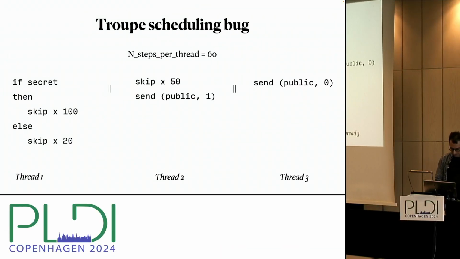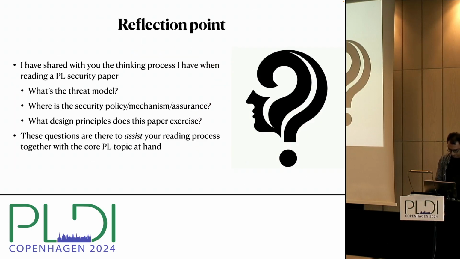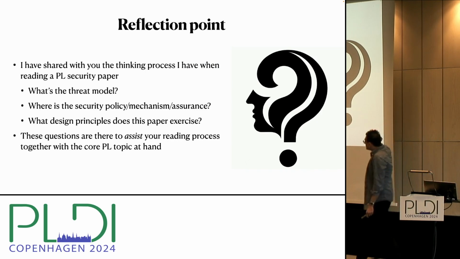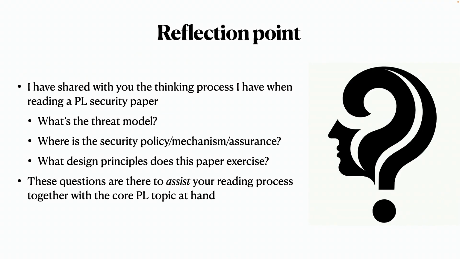OK. My chair is signaling that I should wrap up. And I think I'm ready to wrap up. So I shared with you the thinking process I have when reading a PL security paper. This is just the summary of these things. You have to remember what the threat model is. You keep the security policy mechanism assurance triangle in check. That really helps you to position the paper. And appreciate that a lot of the PL techniques are in the mechanisms and in the proof techniques, right?